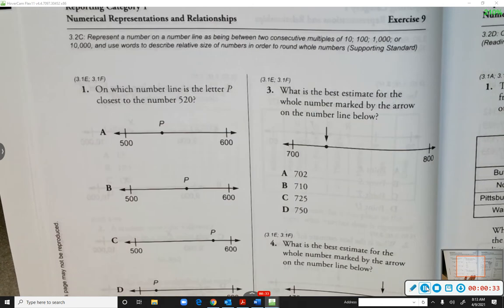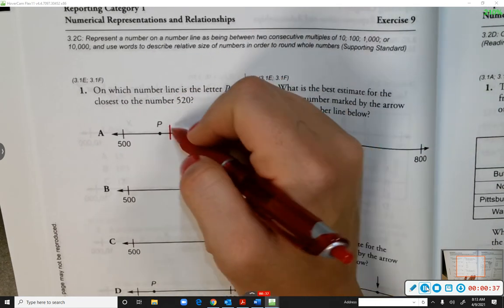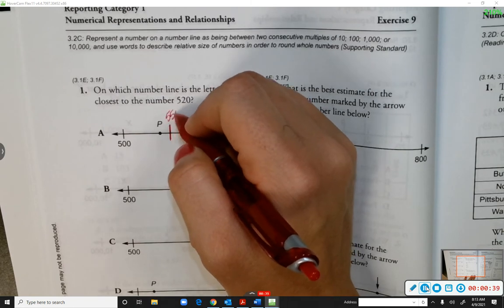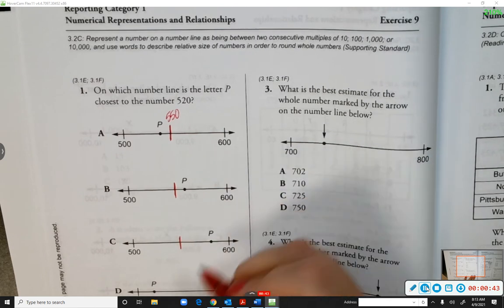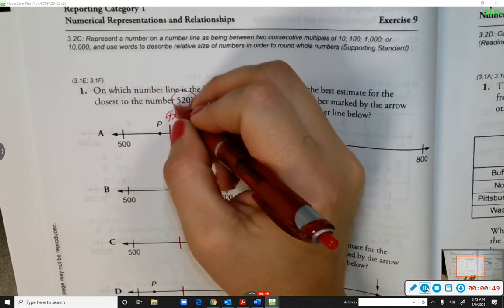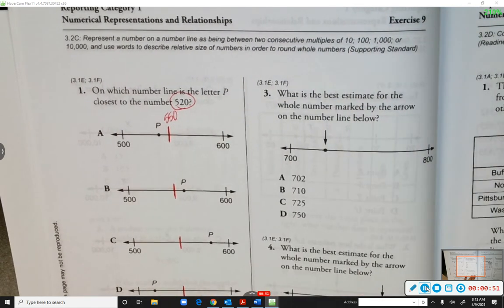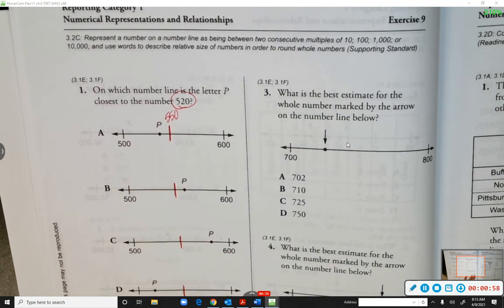Kaylee? 550. Good. So if this is 550, about in the middle, I'm going to go ahead and label the middle of all of these. Okay? 550. Now, if I am looking for a point that represents 520, would that point be over here or to the right of the middle? Over here. To the left?